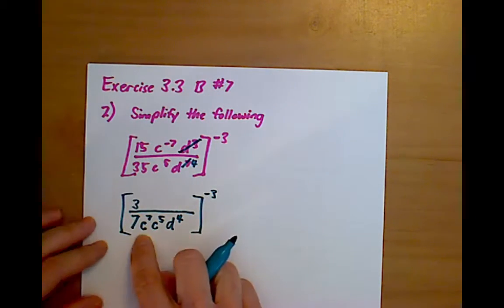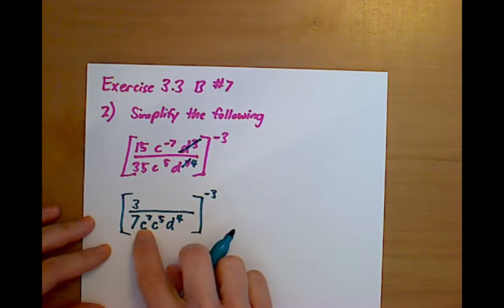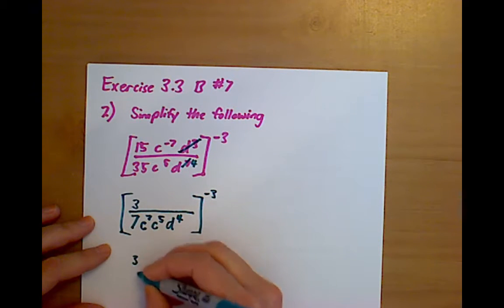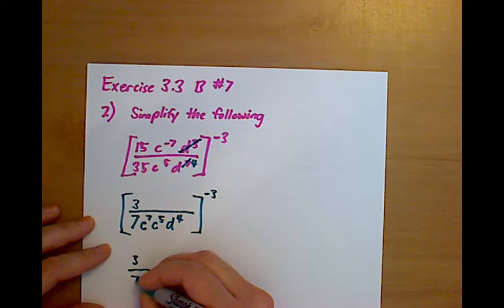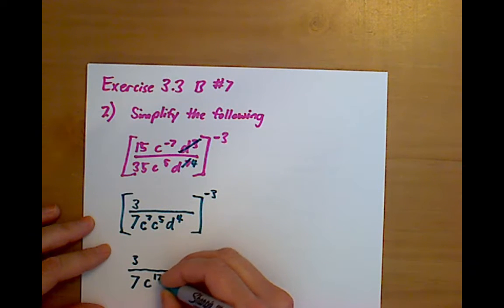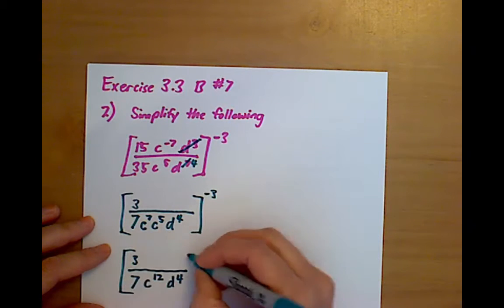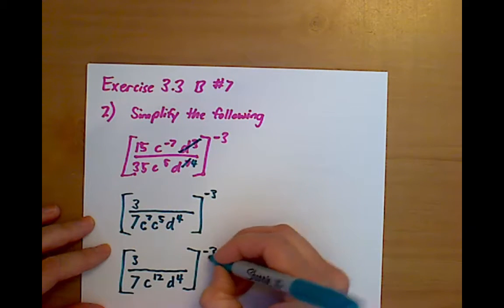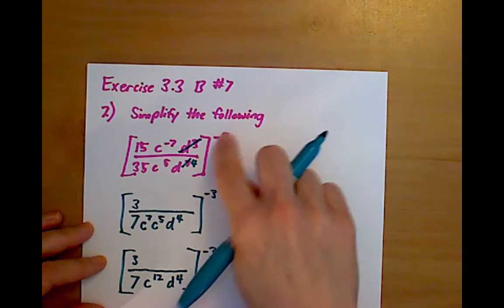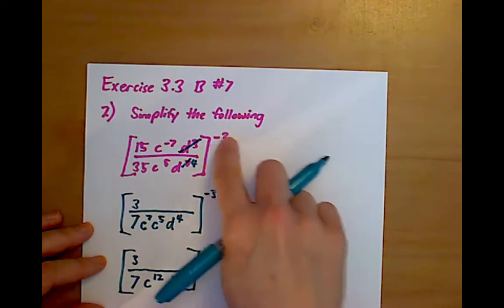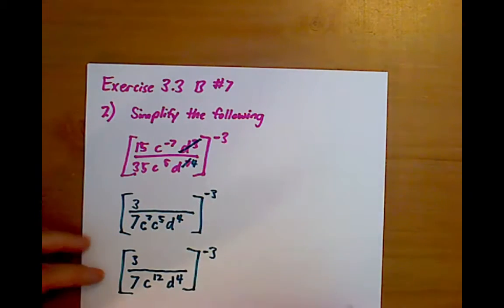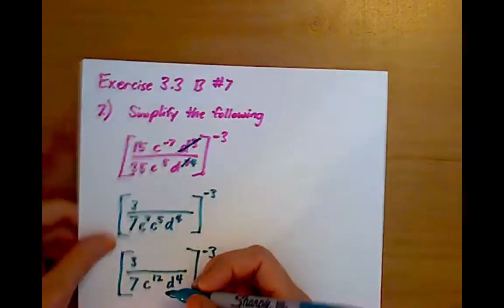But we're going to simplify this a little bit more. We're going to combine the c to the 7th and the c to the 5th and make that c to the 12th. D to the 4th. All of that raised to the negative 3. All right, so now raising this to the negative 3 power is much easier than raising the original to the negative 3 power, okay? So we're going to do 3.